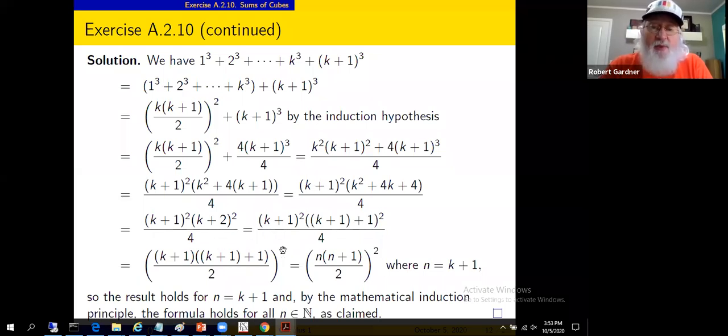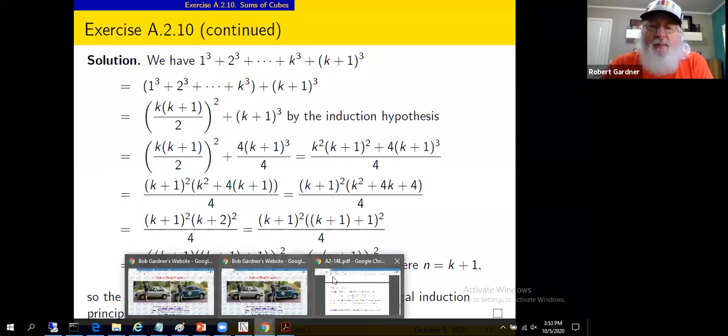That leaves us with a k plus 1, and a k plus 1 plus 1. If we substitute n equals k plus 1, this becomes n, this becomes n plus 1, n plus 1. And that's the formula for n equals k plus 1. So the result holds for k plus 1. That was the k plus first domino falling. By mathematical induction, the formula holds for all n. So that establishes all those formulas we used in 5.2.